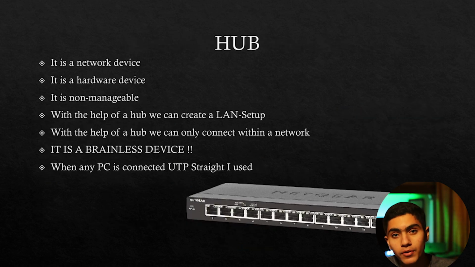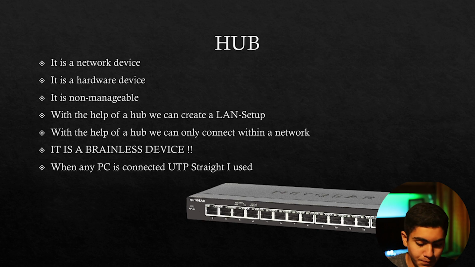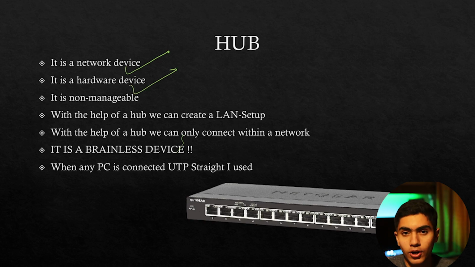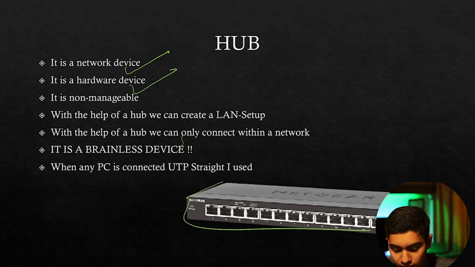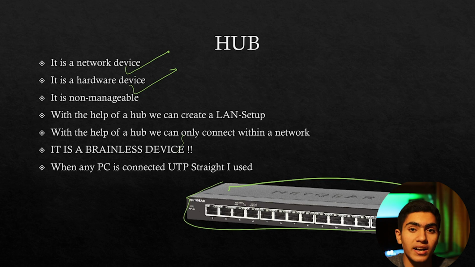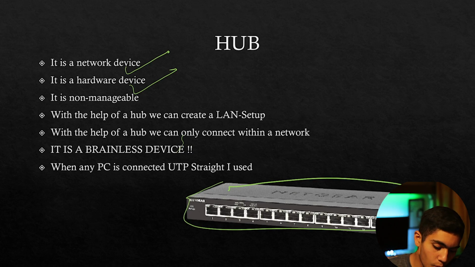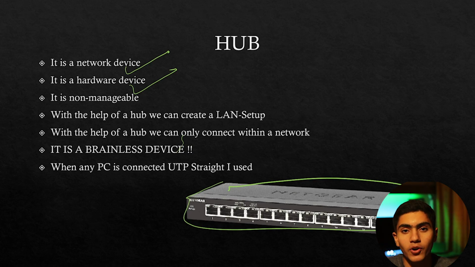Next, we have a hub. We'll be diving deeper into a hub. A hub, as you can see, is a network device. It's a hardware device; we are not doing anything software here. We have a physical device called a hub, which has a lot of ports. We can connect our devices to those ports so that we can establish a connection between them. It's non-manageable. With the help of a hub, we can create a LAN setup. A LAN setup is basically a local area network setup.